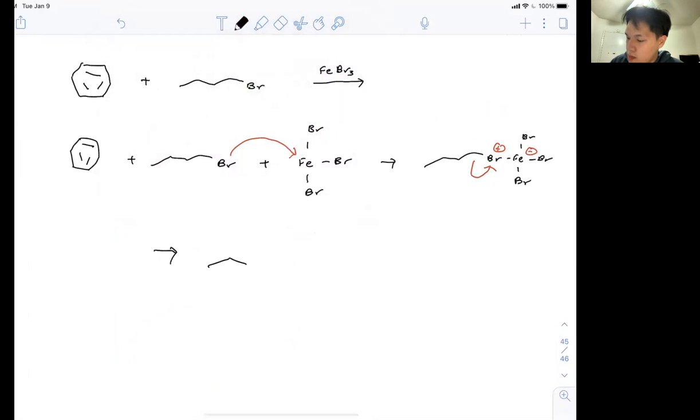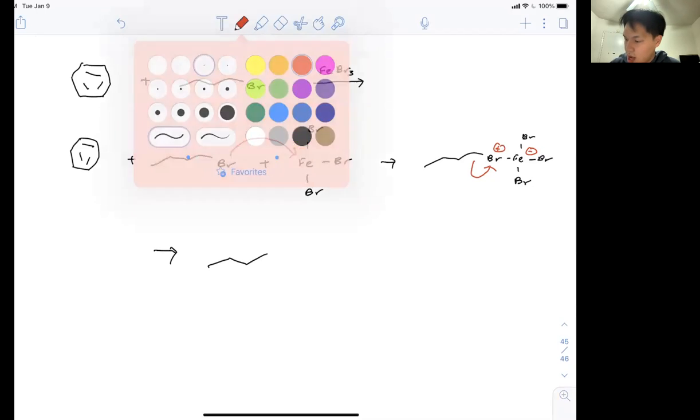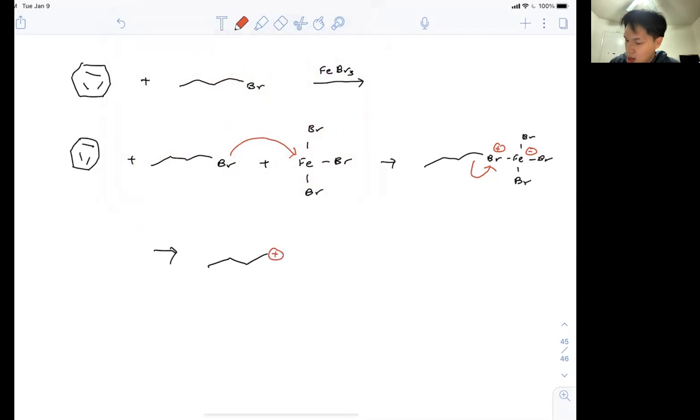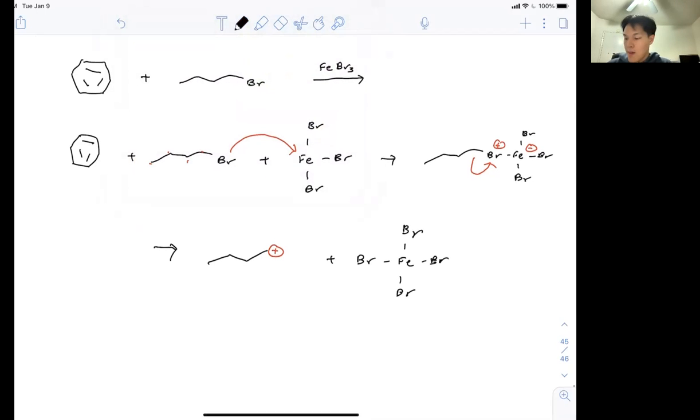We form a carbocation right here, right? 1, 2, 3, 4. Yeah, on the fourth carbon. And then we have Br, Fe, Br, Br, Br, like that, right? And then we also have this aromatic ring, okay?